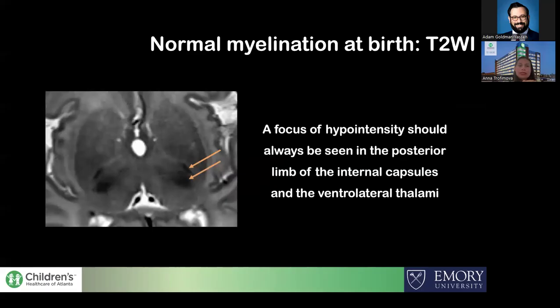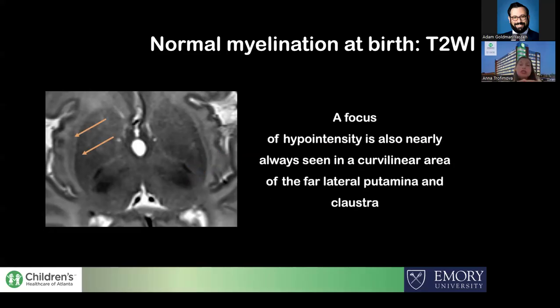Similarly, if we scrutinize the area of the basal ganglia and posterior limb of the internal capsule in a normal neonatal brain, we should always see a focus of hypointense signal in the posterior limb of the internal capsule, as well as the adjacent ventrolateral thalami. Also, a focus of hypointensity is nearly always seen as a curvilinear area in the far lateral putamina and claustra on T2 as well.